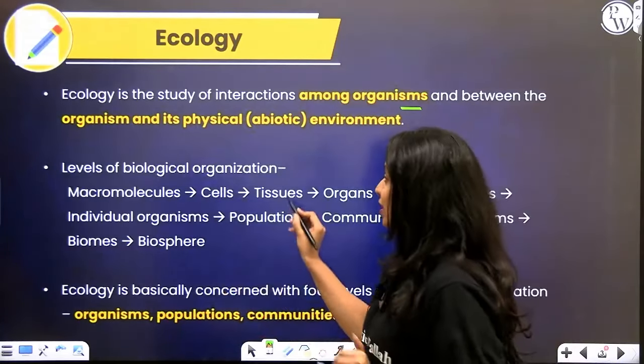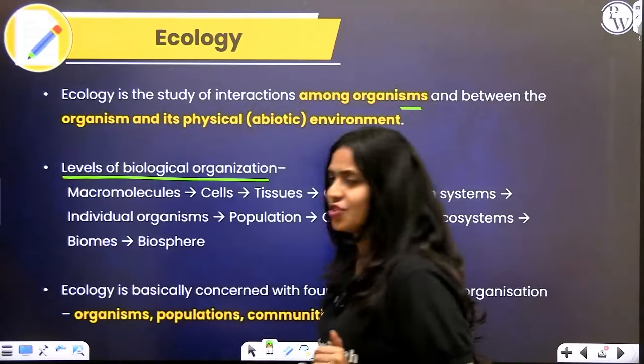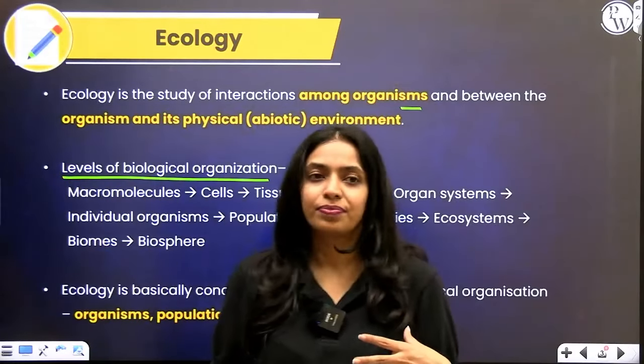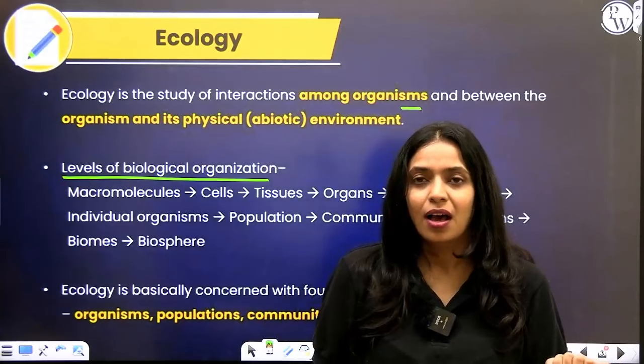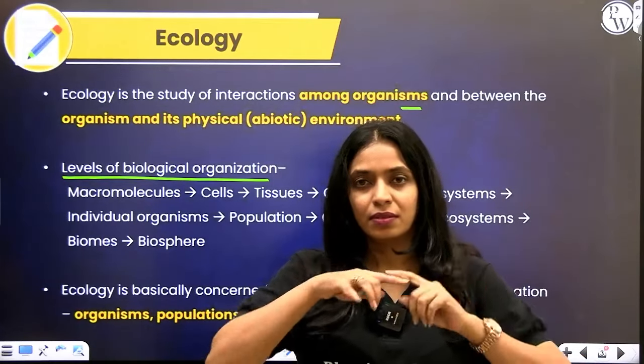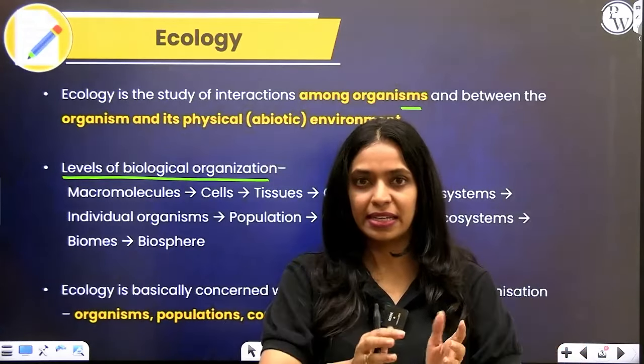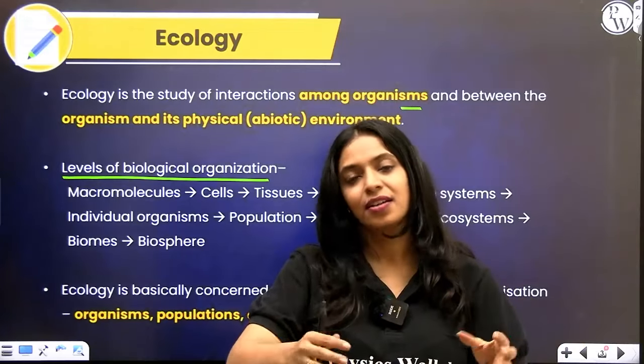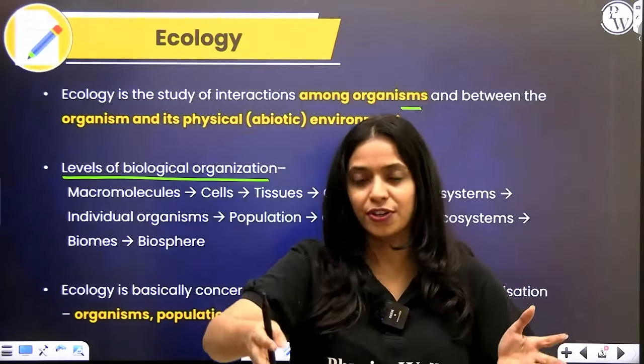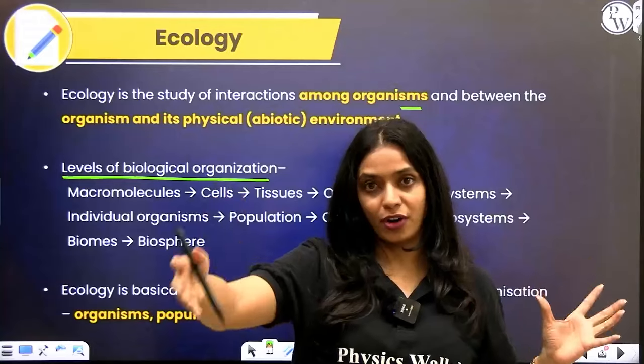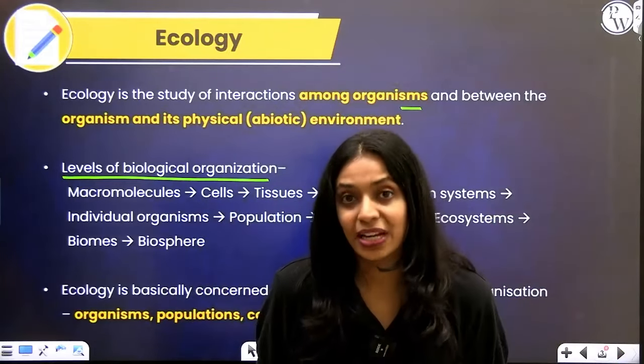Now let's talk about the levels of biological organization. So when you consider a city, it is part of a state, a state is part of a country, and a country is a part of a continent. Like that, you have different levels of organization, right?